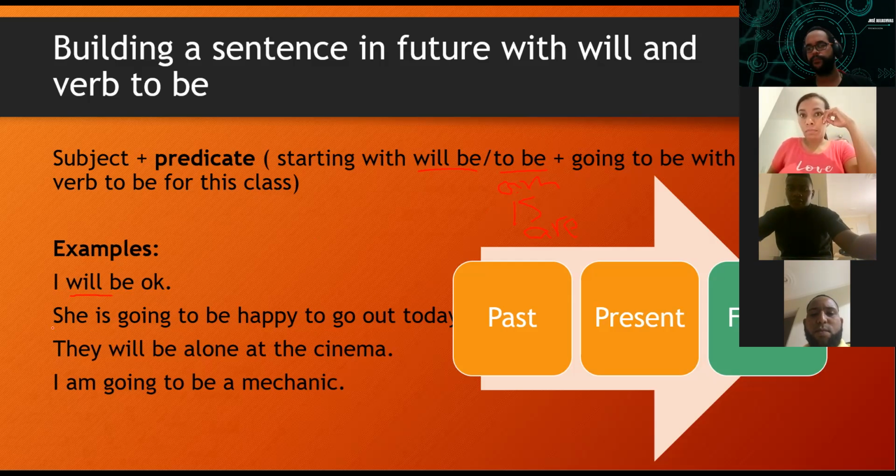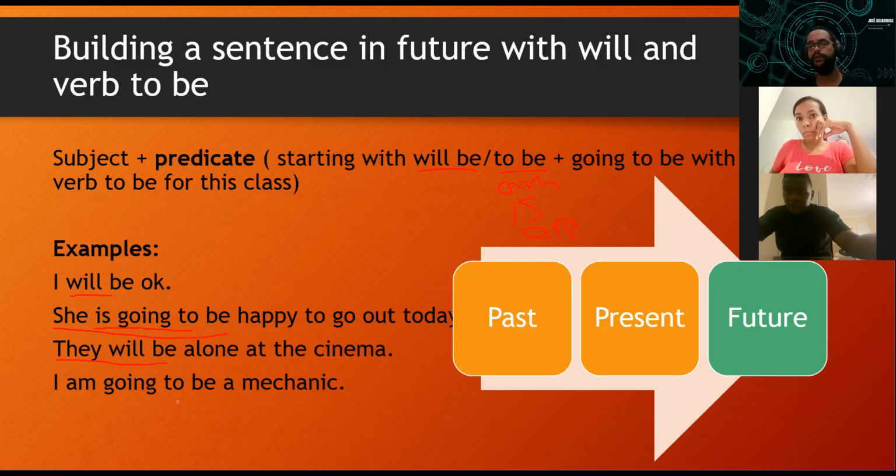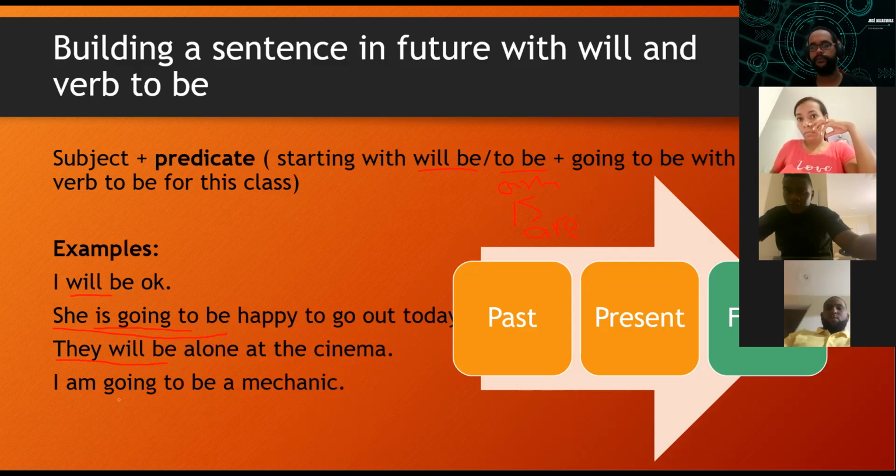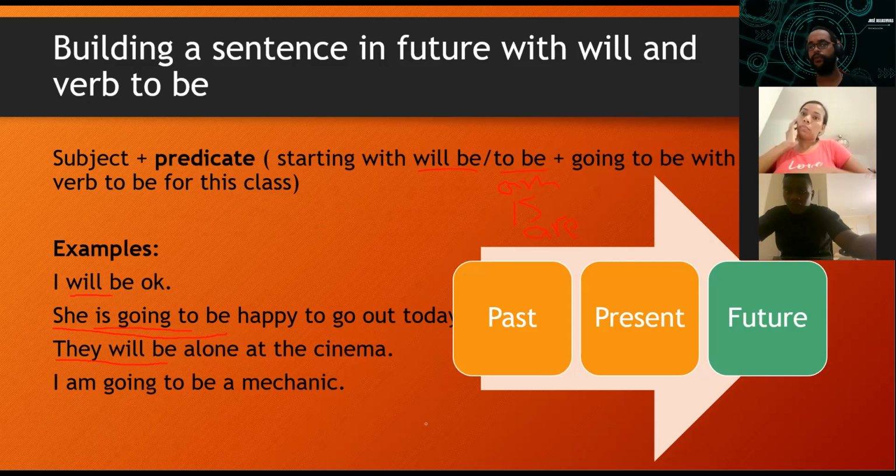Another example. She is going to be happy to go out today. This is the same as saying she will be happy to go out today. Another example. They will be alone at the cinema. And another one. I am going to be a mechanic. So you see that we can build sentences now in present, in past, and in future.